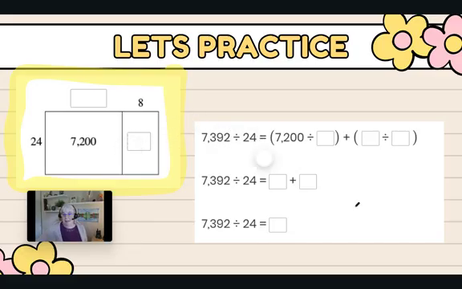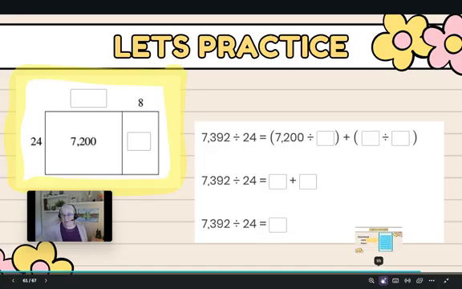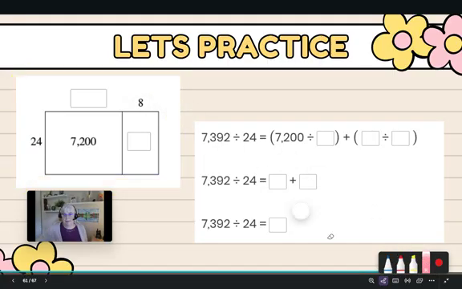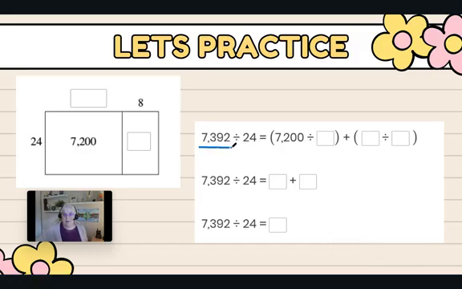Now, let me erase this. If we look at this other box, we can see the number 7,392. That is the total of this area here. And we know that one part of it is 7,200, and the other part we would find by subtracting. We're going to get to that in a minute.